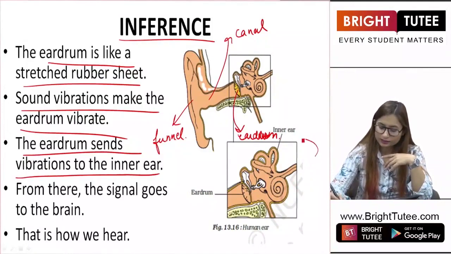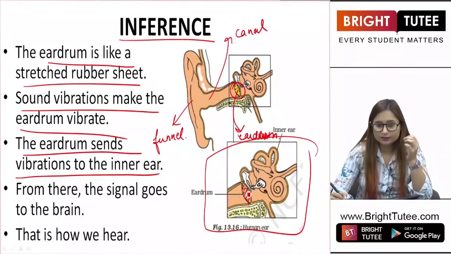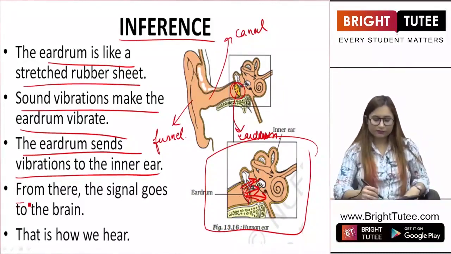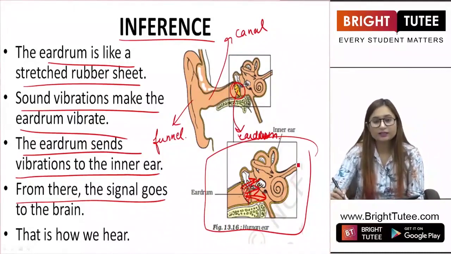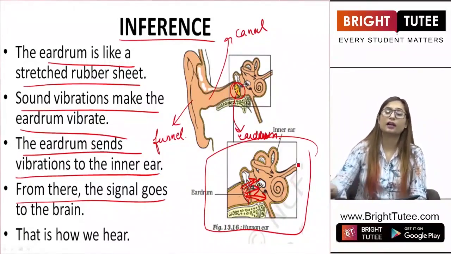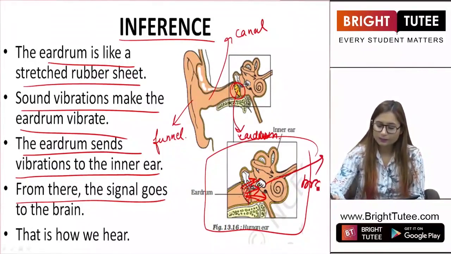Now this is the inner ear, as you can see in the picture. This is the eardrum. The yellow part in this picture is the eardrum. This eardrum basically sends signals inside the inner ear, right? From these signals, a signal goes to the brain. You will be learning the inner ear in detail in higher classes. From this inner ear, the signal is sent to our brain.